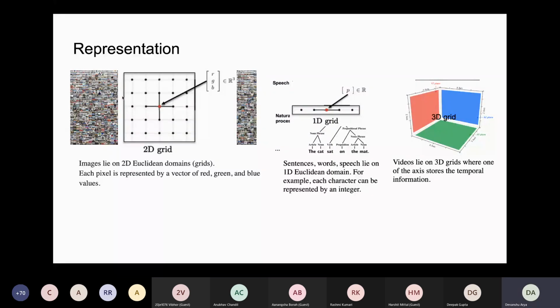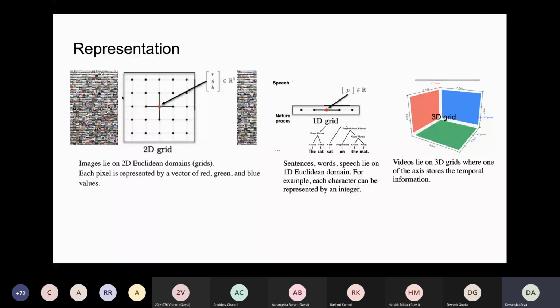Similarly with speech, you have a 1D grid, and in this grid you can basically traverse from left to right, and the traversal will be temporal. So what I'm saying right now versus what I'll say 5 minutes later will be temporally connected, and you can represent it via a point on a grid.